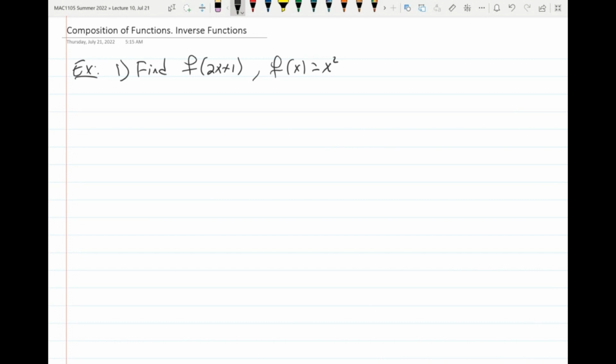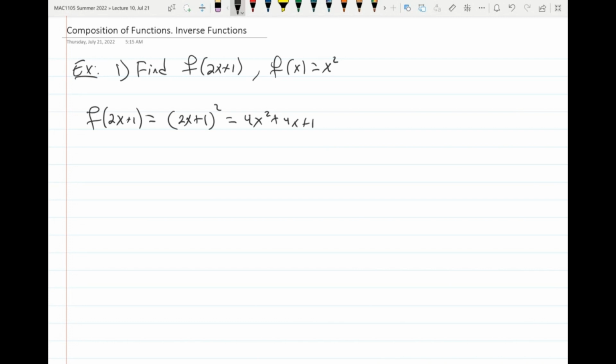You substitute into f of x: f of 2x plus 1. You replace x by 2x plus 1. This is very straightforward. All you have to do is plug in. Instead of x, you put 2x plus 1, and then you evaluate this. So we get 4x squared plus 4x plus 1.